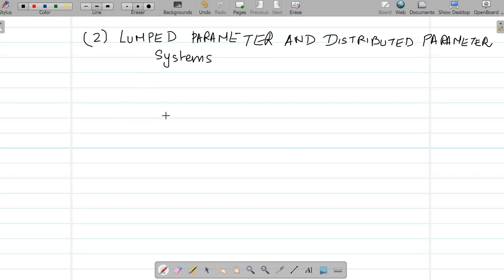About a lumped parameter system, let us consider a short transmission line. In the case of a short transmission line, we supply a sending end voltage, V of S, and at the receiving end we get a voltage, V of R, that is the receiving end voltage. It will be seen that the voltage V of R will not be equal to the sending end voltage because there will be a drop along the transmission line.